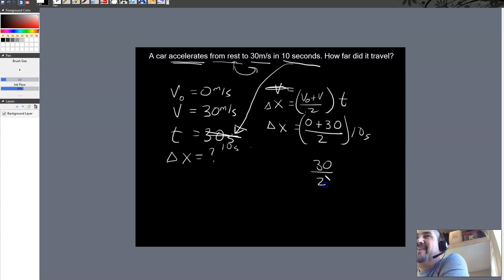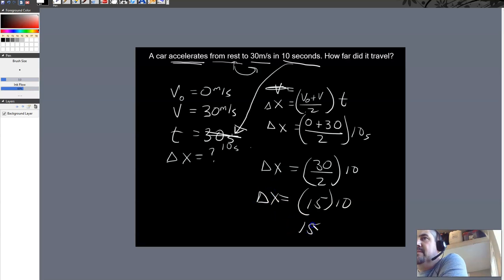30 divided by 2, just kind of solving that stuff, times 10 is equal to delta x. That becomes 15 times 10, right? And I think you guys already know the answer. It's going to be 15 times 10, which is 150 meters. How do I know it's meters? Well, because we were in meters per second, you know?